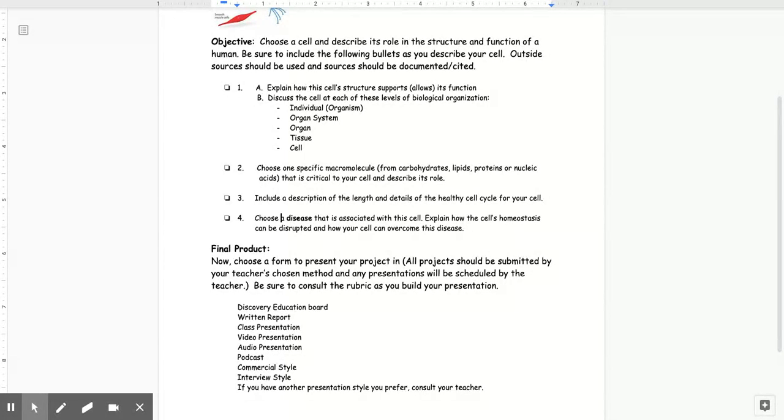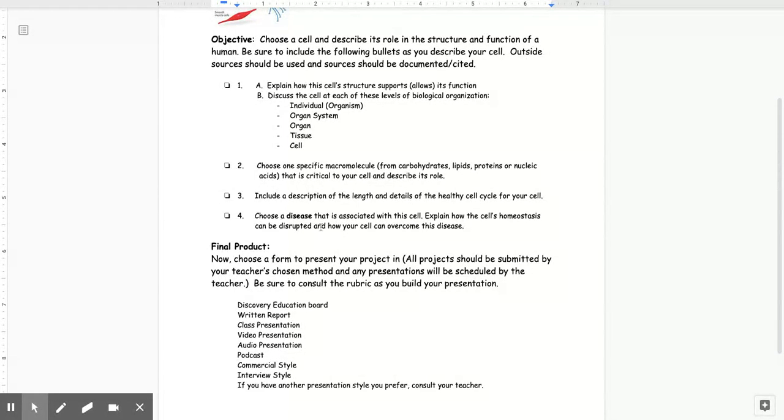So you could research that particular disease, and in your explanation, you want to be very clear about how homeostasis, or maintaining a stable internal environment, is disrupted through the disease, and how a cell could overcome the disease, like are there treatments or anything for the disease.